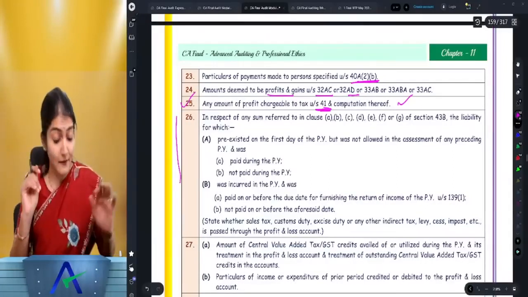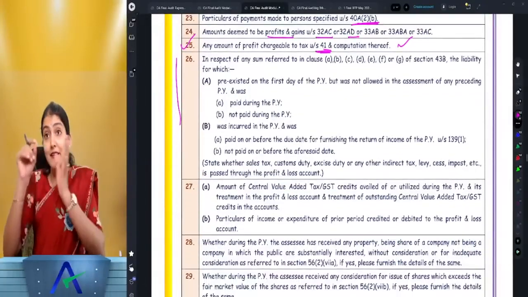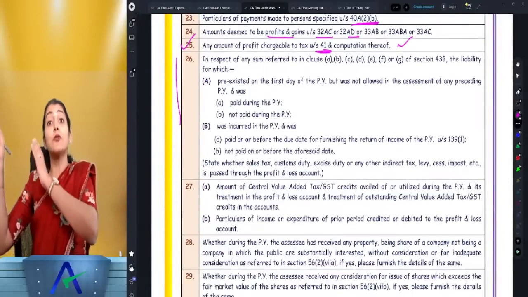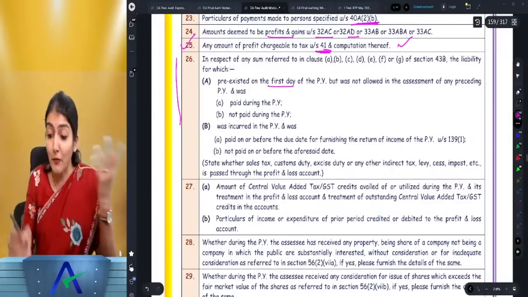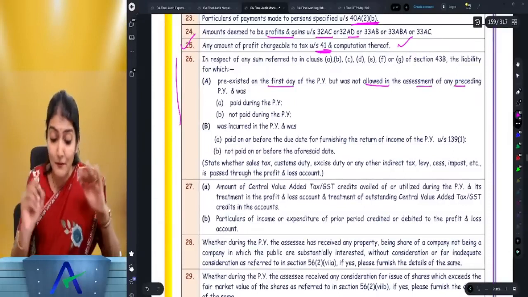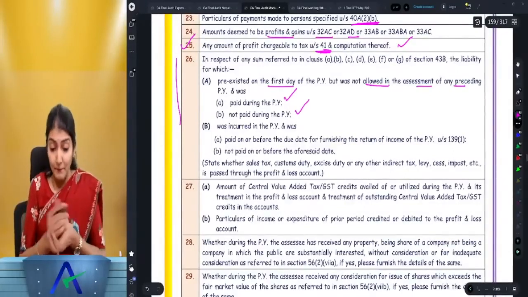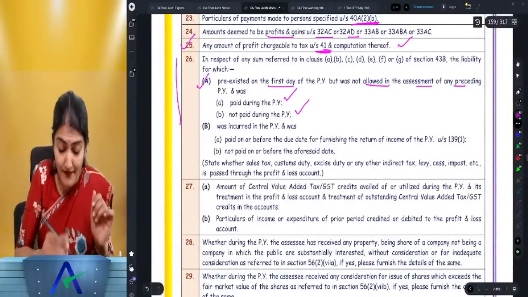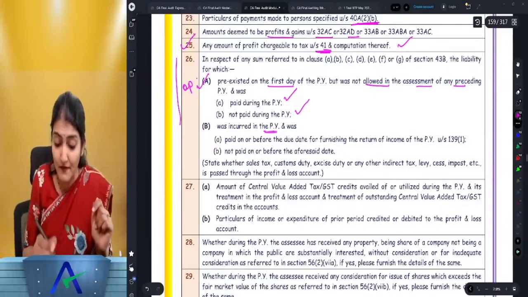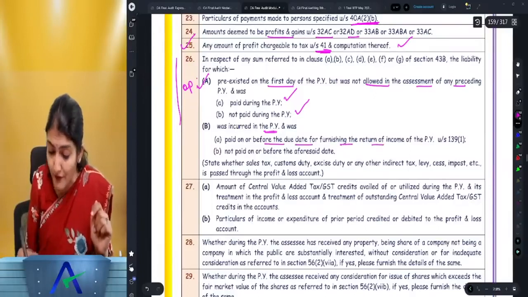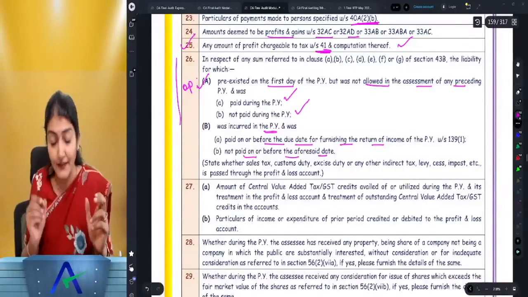Right, then 26. What is 26? It is regarding the 43B payments. There are certain deductions which are allowed only on the actual payment basis. Right, so what does it say? It pre-existed on the first day but was not allowed in the assessment for any preceding year, and whether it was paid during the year or not paid during the year, and was incurred, so it pre-existed, means this was your opening balance, and this was incurred in the previous year or paid on or before the due date for furnishing the return of income, and not paid on or before the aforesaid date.